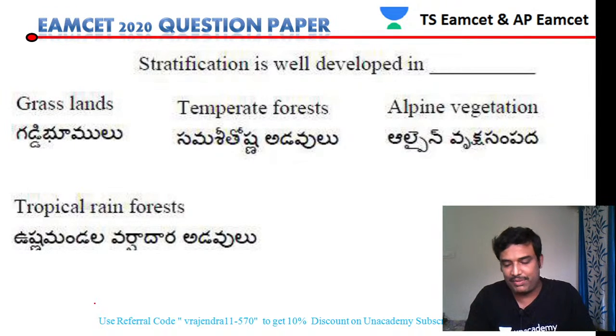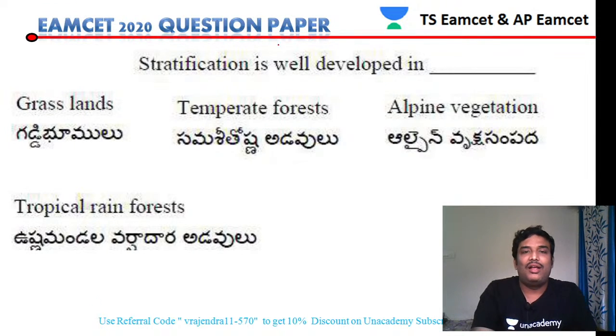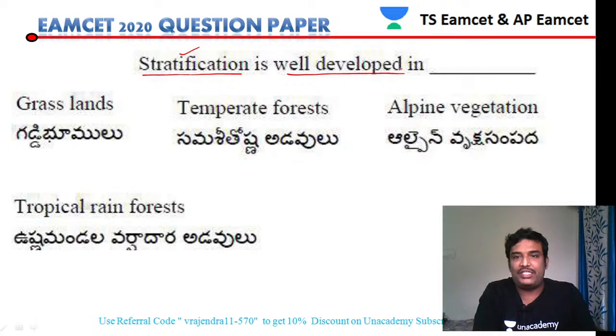So let us continue with the multiple choice questions. Let us see the first question. Stratification is well developed in which geographical areas? The options are grasslands, temperate forest, alpine vegetation, and tropical rainforest. No doubt stratification is well developed in the tropical forest.